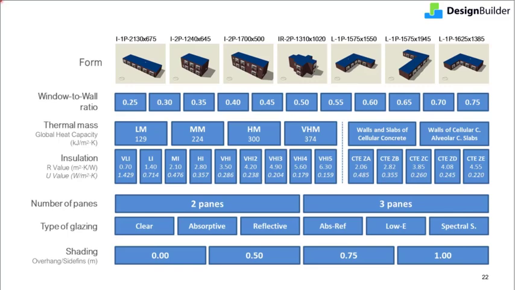Designers had around 170,000 possible design permutations to explore. Therefore, optimization was used to search the design space for all optimum solutions. The goal was to find the best trade-off between design variables, including window-to-wall ratio, thermal mass, insulation, glazing, and shading.